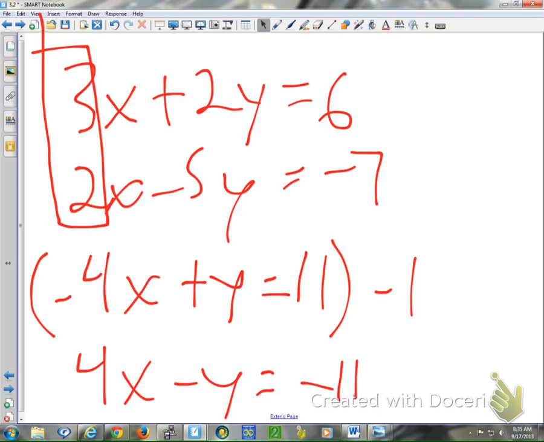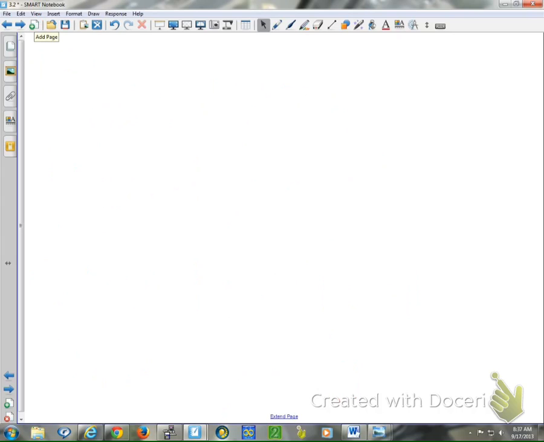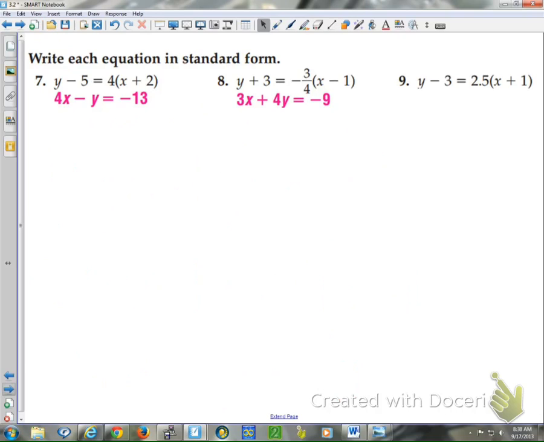Okay, so let's jump into some examples. All right, examples. Now, I put the first 2 in pink so you can see. All you have to do is put the x's and y's on one side and the number on the other, and then make sure they're all whole numbers and that A is positive.